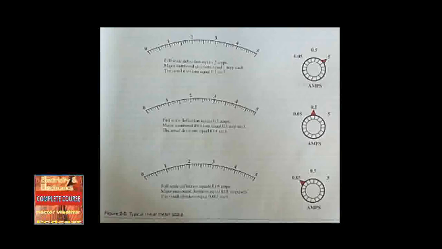This makes the full scale deflection equal to 0.05 amperes. Each major number division is equal to 0.01 ampere. Since there are 10 equal spaces between each major division in the scale, each small mark is equal to 0.001 amperes, or 1 milliamp.